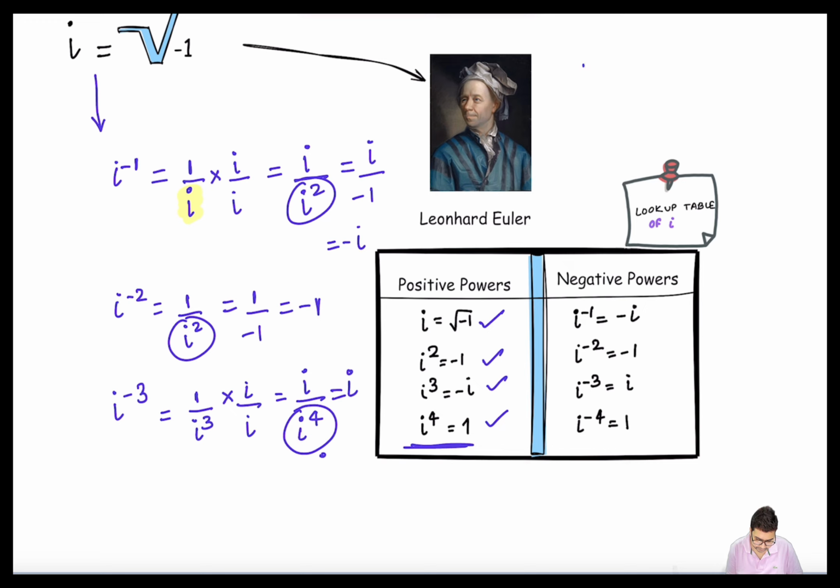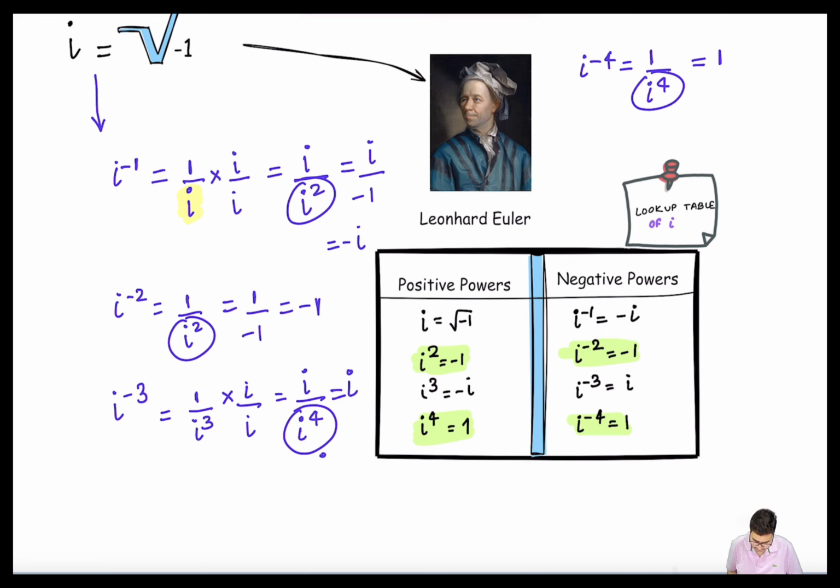And what happens if you try to find i to the power minus 4? Well, this is 1 upon i to the power 4. As you know, that's 1. That's why i to the power minus 4 is 1. Now, there is something that you should look at, and this is just a basic observation. The first thing that comes to my mind is that for i square and i to the power minus 2, the result is the same. And for i to the power 4 and i to the power minus 4, you again get the same result.